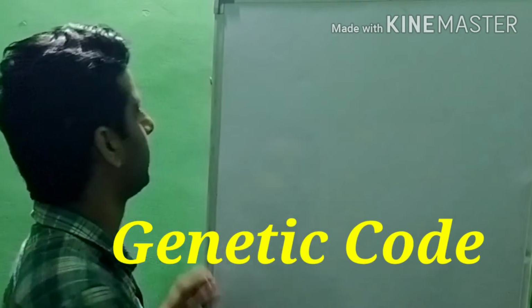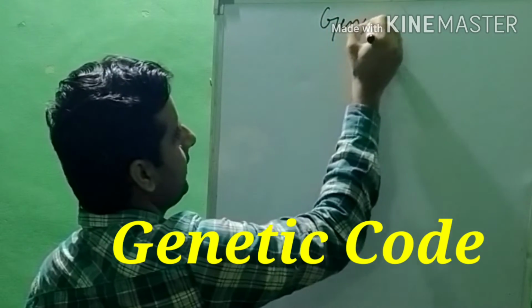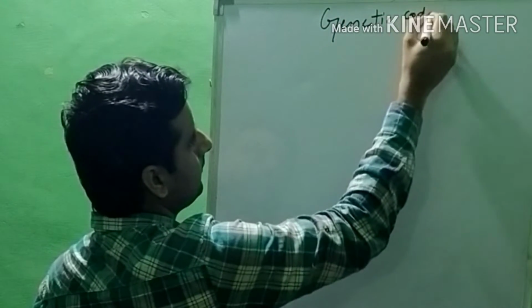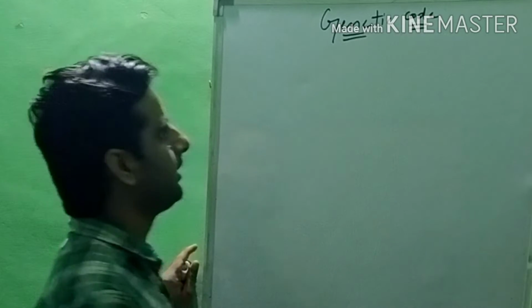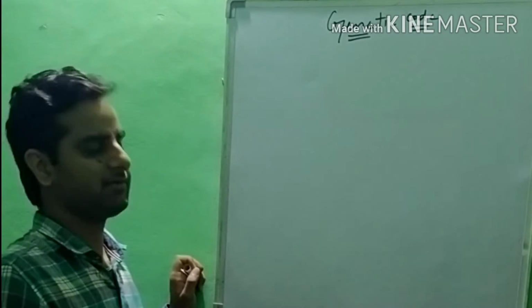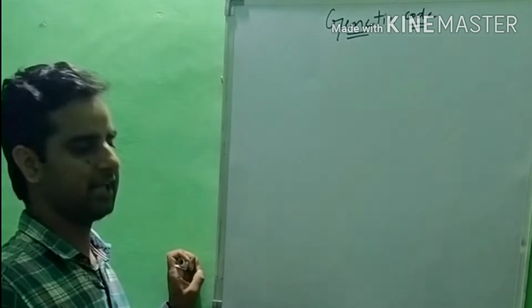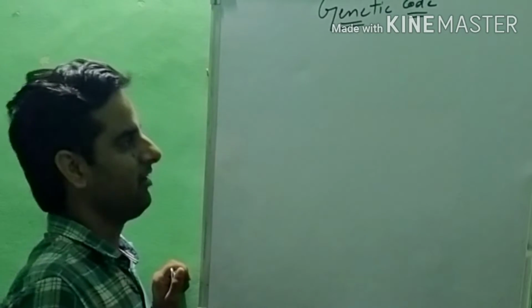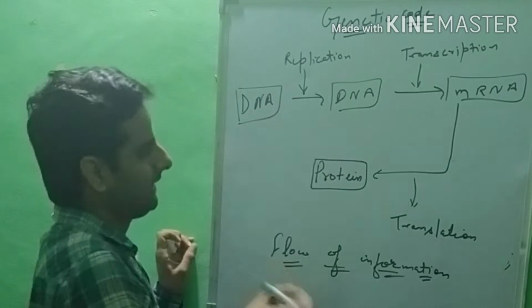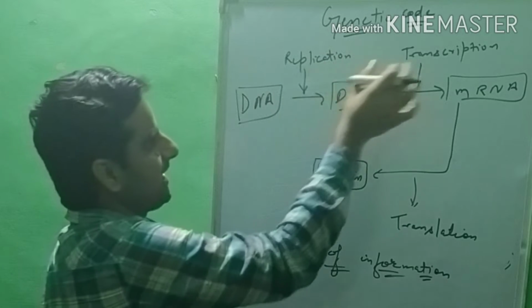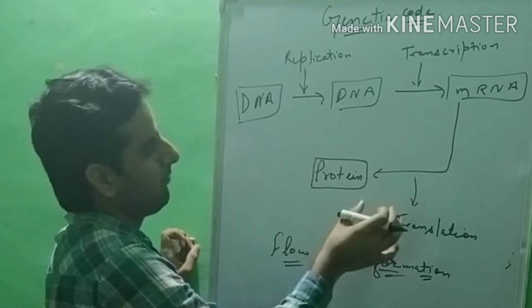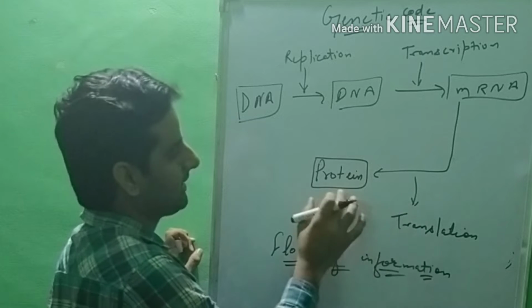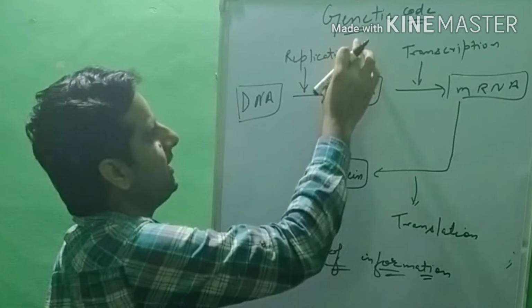Students, today we are going to discuss an important topic of molecular genetics, that is genetic code. As in the previous classes we have studied the process of DNA replication and transcription in detail, and we also studied one line diagram and we are going to draw that diagram here also. Before studying the process of translation, that is protein synthesis, we firstly have to study genetic code.